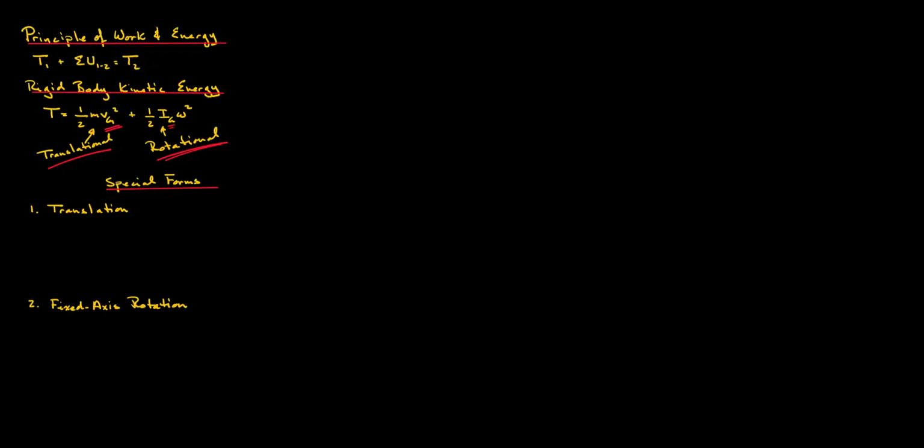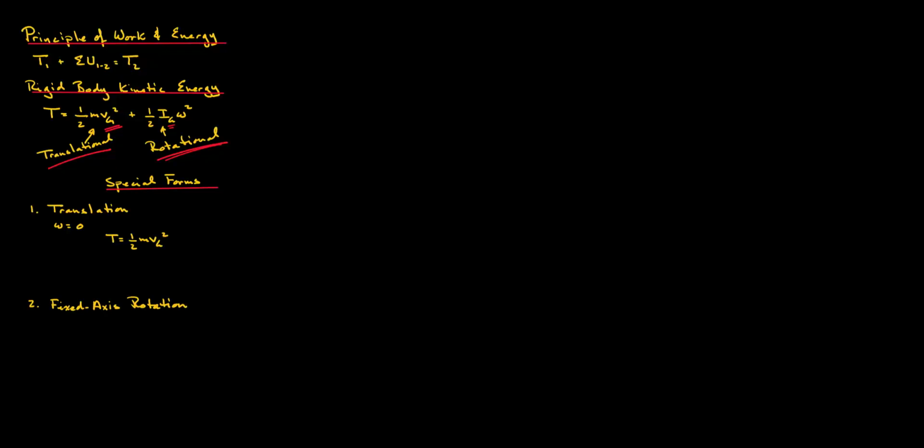So for translation, what we have is omega is equal to 0. There is no angular velocity. So this simply reduces to T is equal to 1/2 m v_G squared. Fairly straightforward.